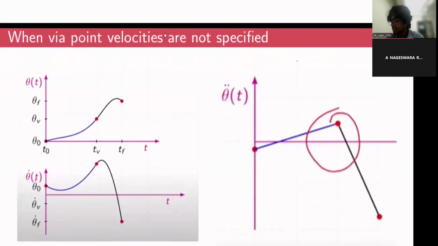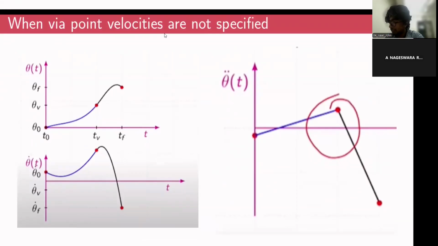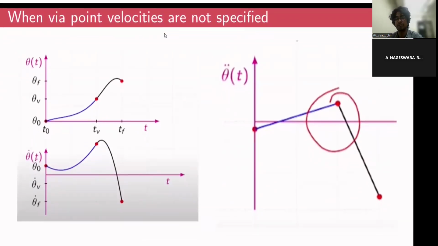But when via point velocities are not specified, we basically solve a set of multiple equations, but there will be certain constraints. There will be some more variables which are solved by further constraints, considering x1 f dot would be x2 i dot. You will have further constraints as well. So the final velocity of the first segment would be constrained to be the initial velocity of the second segment.